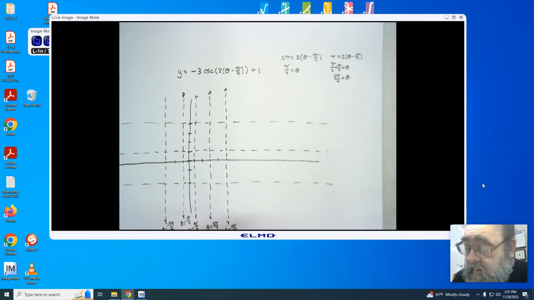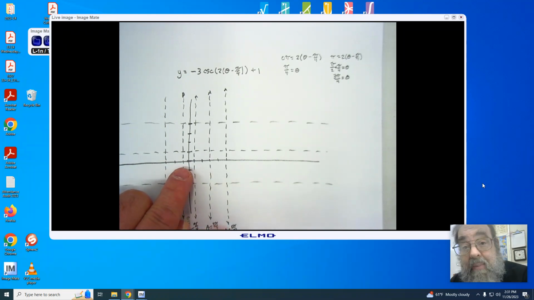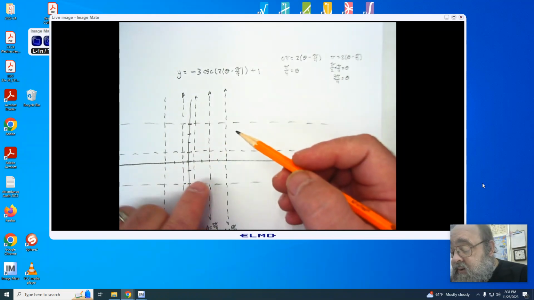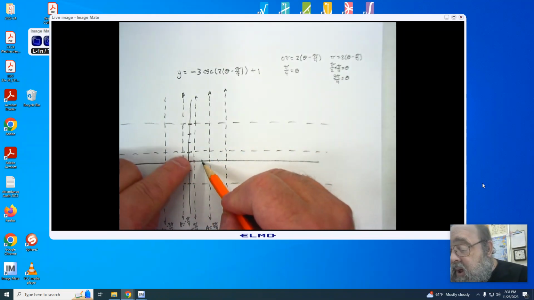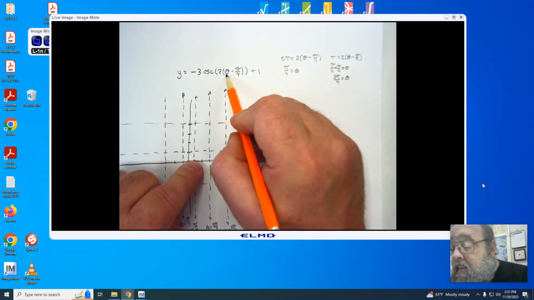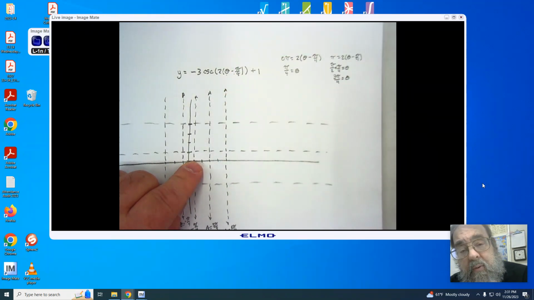Alrighty. So we now have asymptotes. We now need to find a middle point. Now we can start with any middle point we want. For example, we could start with 0 pi. We could start with pi over 2. Let's do pi over 2. Pi over 2 minus pi over 4 is pi over 4. Pi over 4 times 2 is pi over 2.